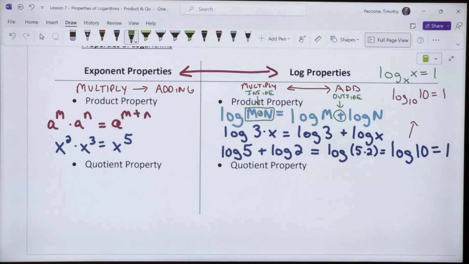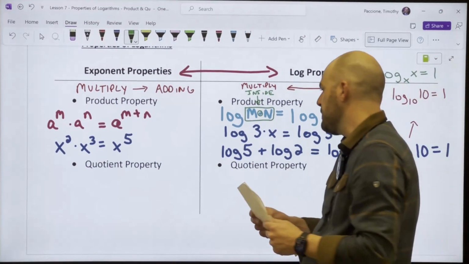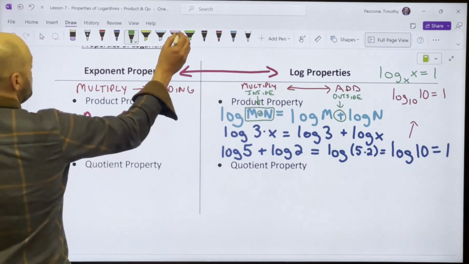10 to the 0 equals 1? Well, that would be if 1 was your answer. Oh, never mind. That's your exponent. But you hit another one that we're going to talk about. Okay, let's talk about the quotient property first.